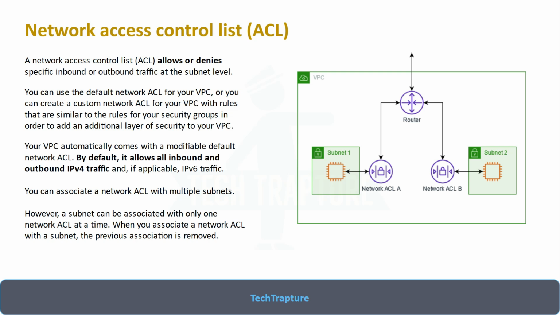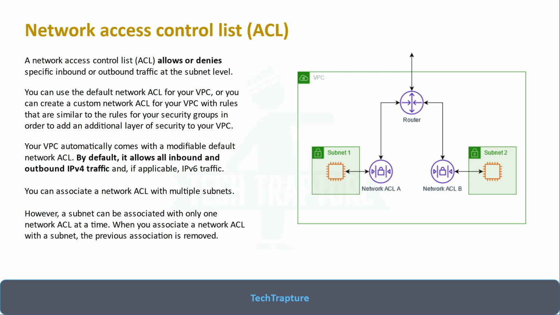You can use the default NACL. By default, all inbound and outbound traffic is allowed in your default NACL. I'll show you. Whenever we created the VPC, we had one default network access control list, so we can create our custom one as well. We are going to do it in this video.